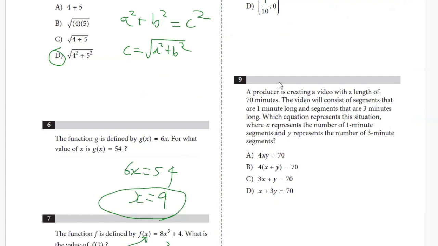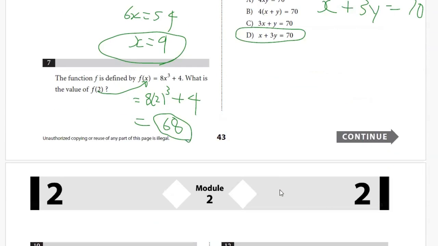Question 9. A producer is creating a video with a length of 70 minutes. The video will consist of segments that are 1 minute long and segments that are 3 minutes long. Which equation represents the situation where x represents the number of 1 minute segments and y represents the number of 3 minute segments? So we are going to need x 1 minute segments and y 3 minute segment videos, and all of this needs to equal 70. So B is the correct answer choice.